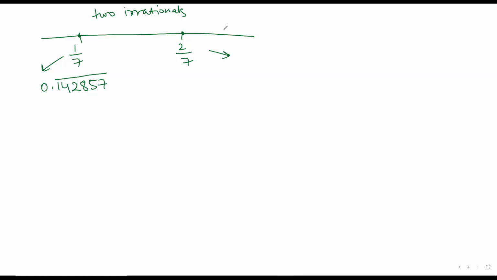Okay, Hamna put it in the chat box. Okay, very good. Yes, that's right, Veer. So it's 0.285714 bar. All right. So now we have these two numbers, these two decimals. Now, who's going to be the first one to tell me an irrational number between these two?